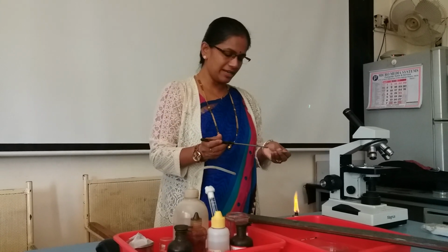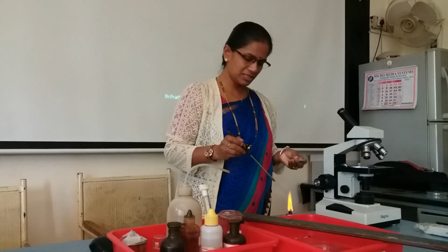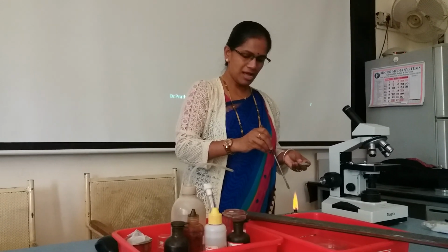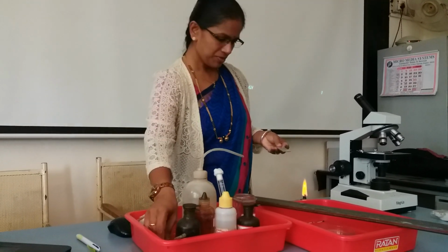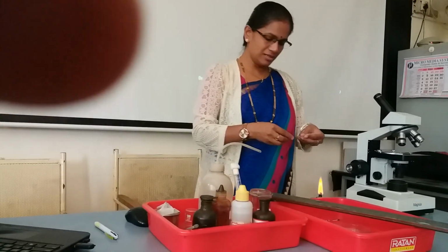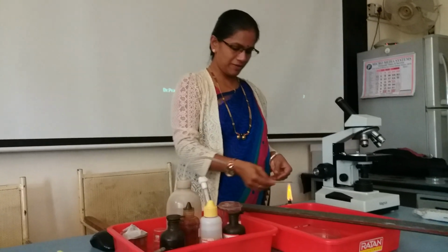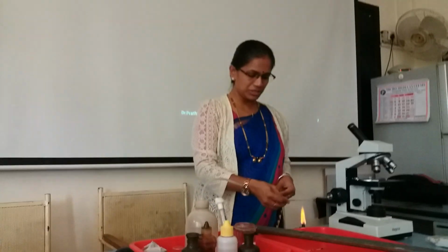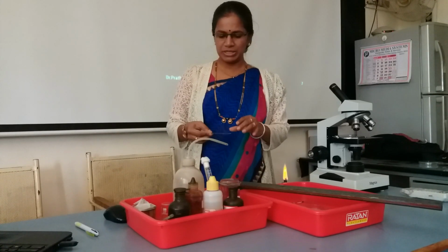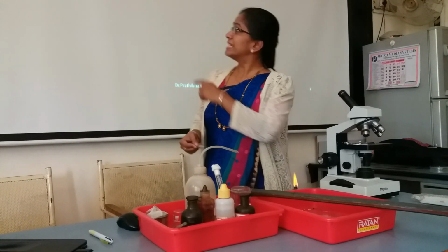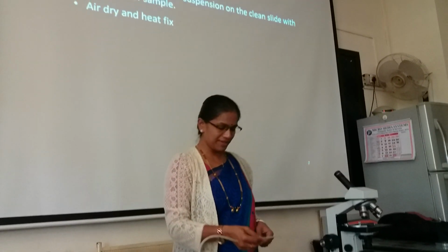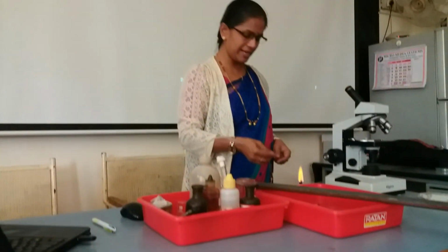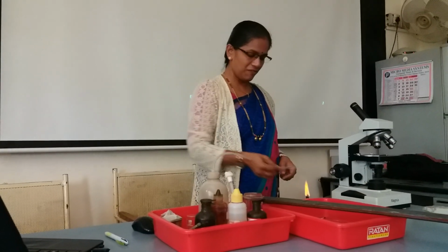Once the smear is ready, kill the organisms present on the inoculation loop. Bring it to the red hot condition and keep it down. Then, once the smear is done, you go for heat fixing. First you make a smear, then you air dry, then you heat fix. Heat fixing should be done in such a way that you lightly expose the slide to the flame, not directly.